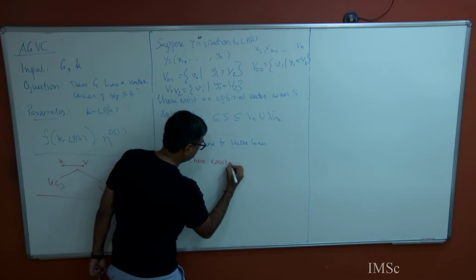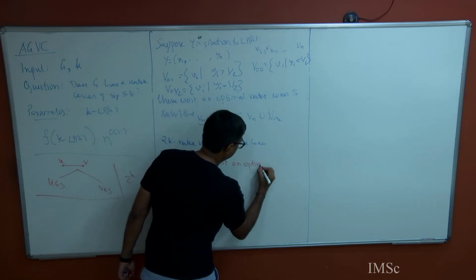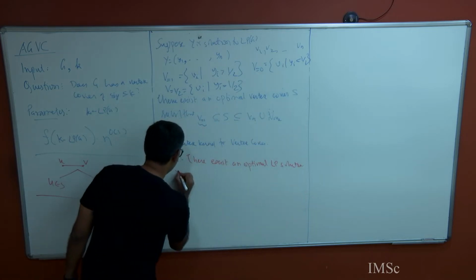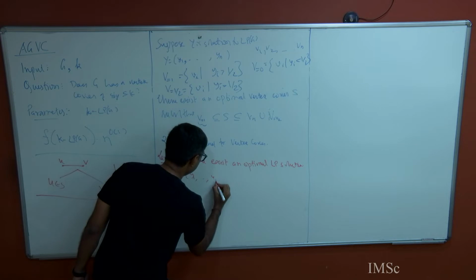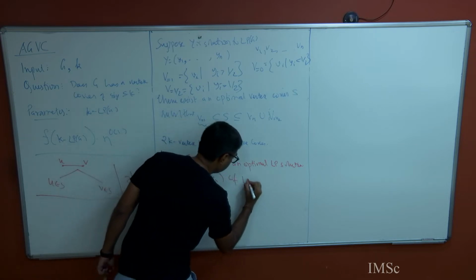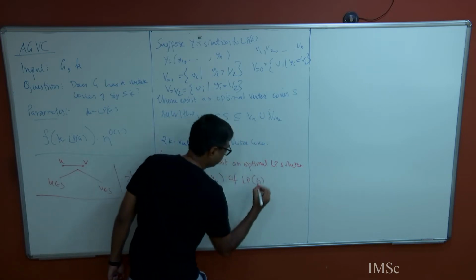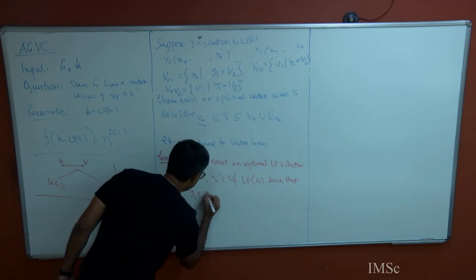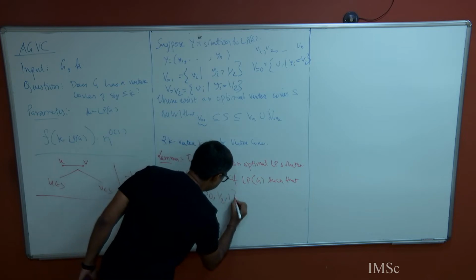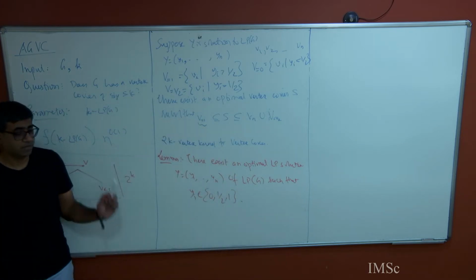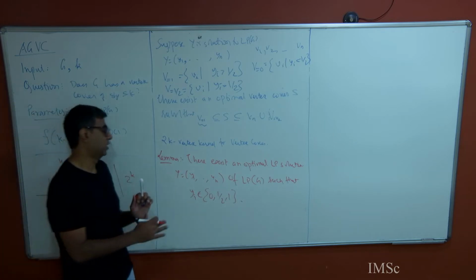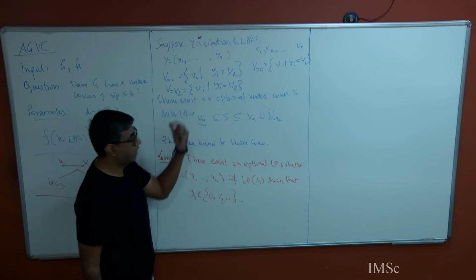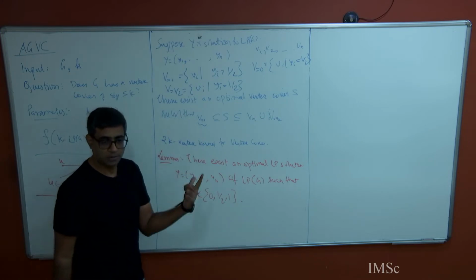There exists an optimal LP solution, y1 to yn, of LP of G such that yi belongs to the set {0, half, 1}. So if I look at the polytope of a linear program, there exists an optimal LP solution where each yi takes value either 0, half or 1.